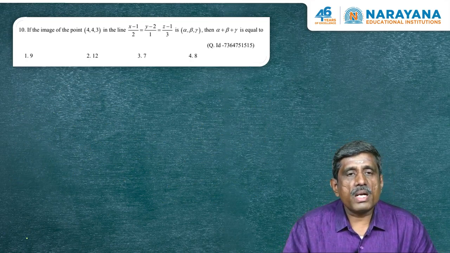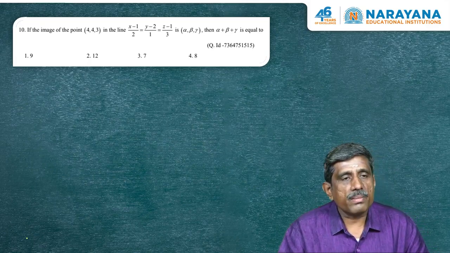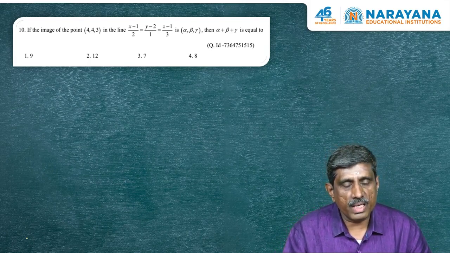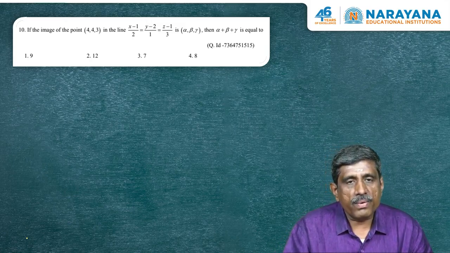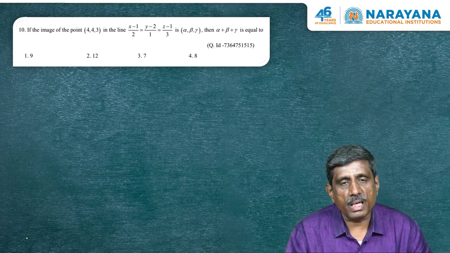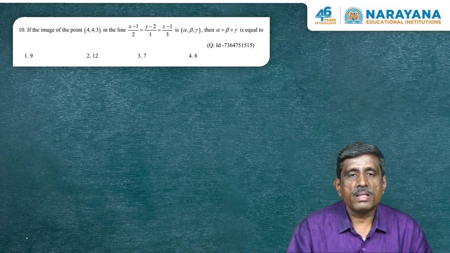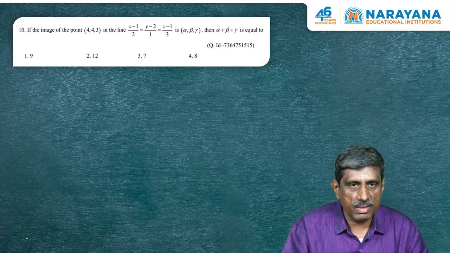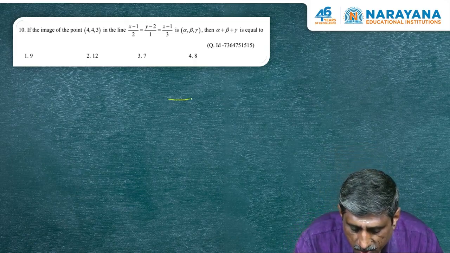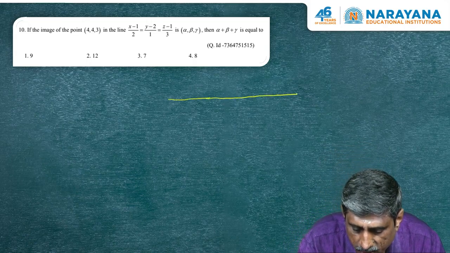It is a question under 3D geometry, straight lines. If the image of the point (4, 4, 3) in the line is (alpha, beta, gamma), then what is the value of alpha plus beta plus gamma? Directly we are asked to find the image of the point with respect to a straight line. The procedure in 3D geometry to find the image.